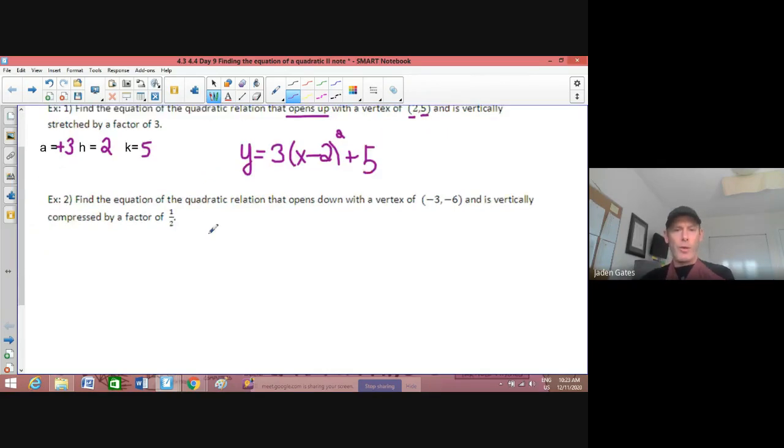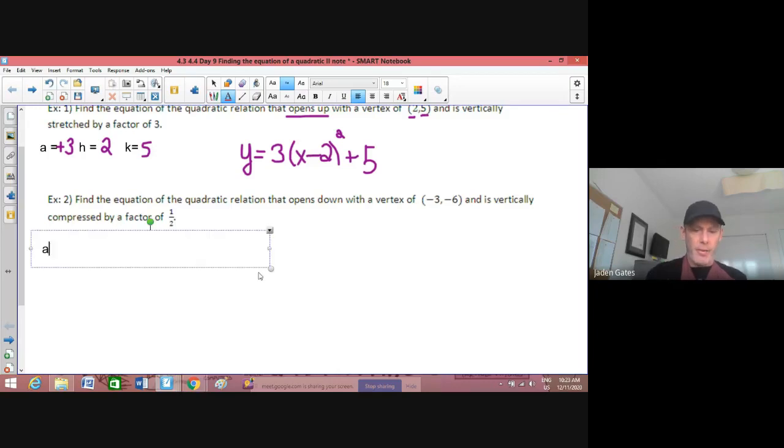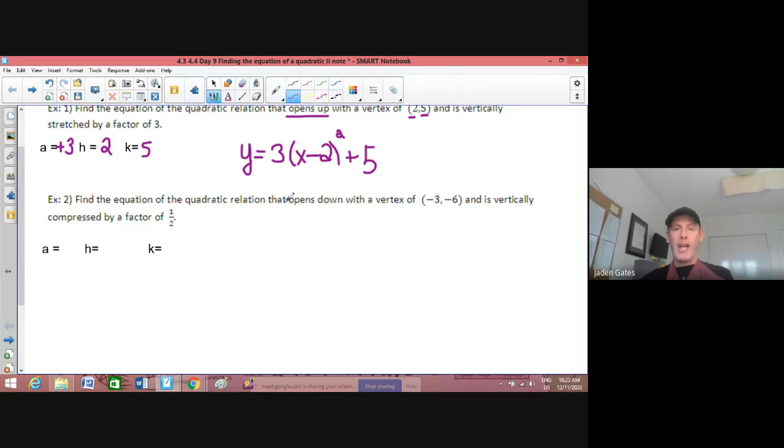All right, I'm going to try another one of those. All right, so again, got to have my letters here first. So I need my A value, H, and your K. All right, so let's see here. Find the equation of the quadratic relation that opens down. A value is negative. There we go.